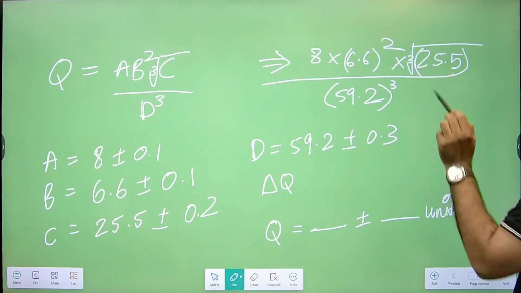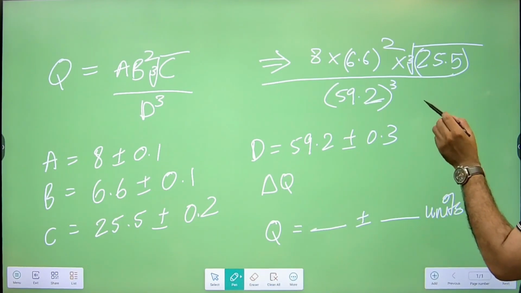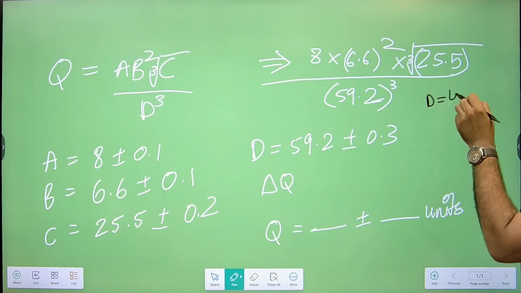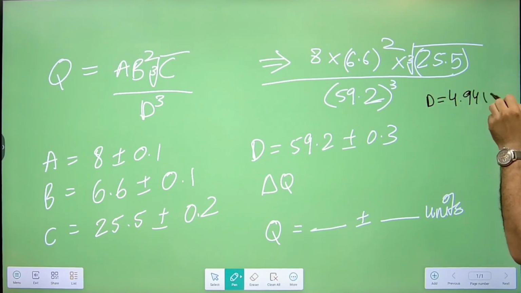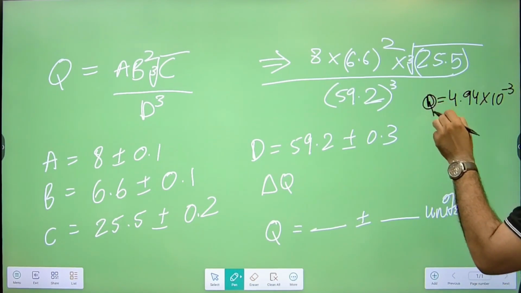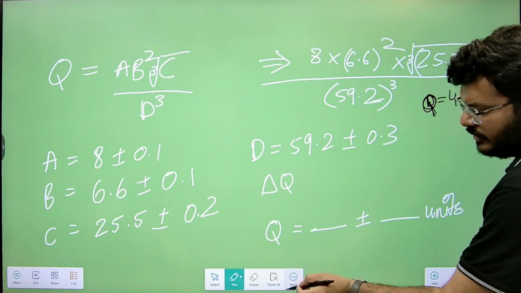So what is the value of Q here? 4.94 into 10 power minus 3. So you get Q is equal to 4.94 into 10 to the power minus 3. भाई इतना छोटा नंबर, right? 59.2 ले लेंगे, right?